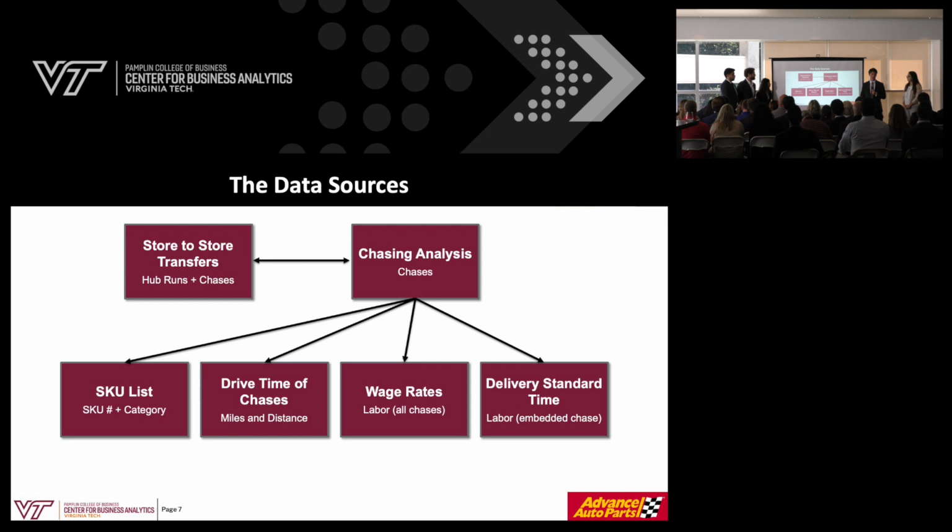In addition to these two data sets, we had 4 supplementary data sets that we used to detail our data a little more clearly. First, the SKU list, putting a part name to a certain part ID. That was key in detailing patterns of what sorts of items were transferred on hub runs versus chases. We had drive times of chases, so how long it took to move a part from one store to another, and also the mileage to go from one store to another, which was key in determining our different costs for these transfers.